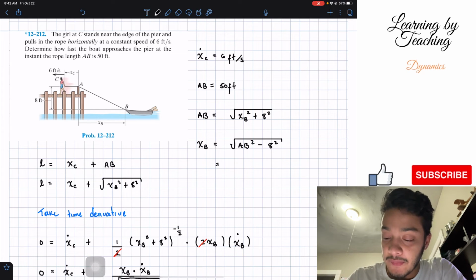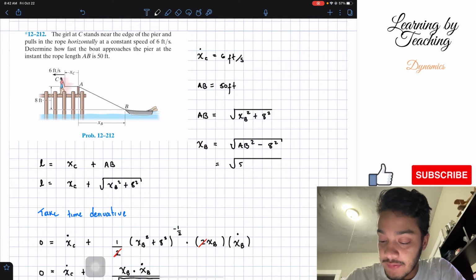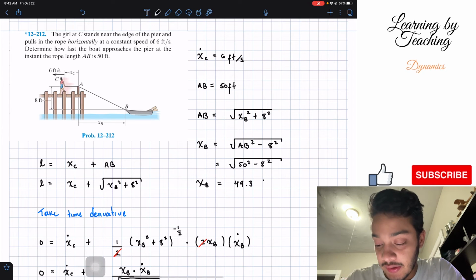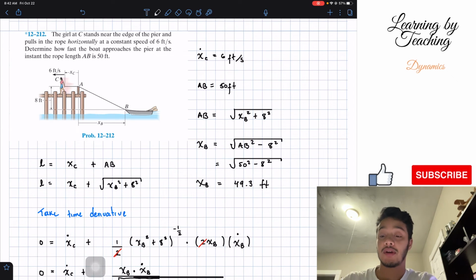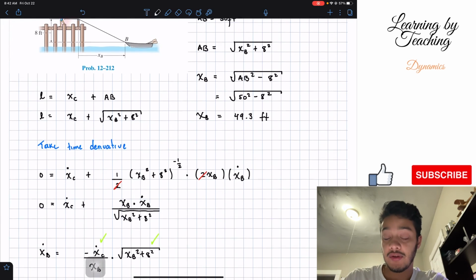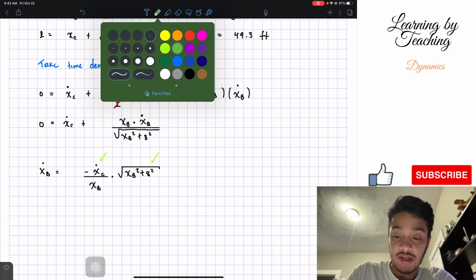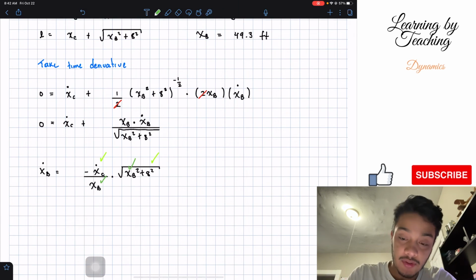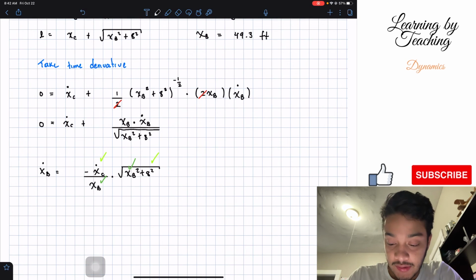If we plug in the numbers for AB, we're going to have 50 squared minus 8 squared. And this will give me a total of 49.3 feet when we plug this into our calculator. So now that we know our XB, we can check mark it. We know this one and we know this one, so we can plug in the numbers.